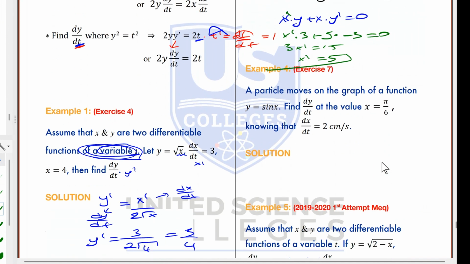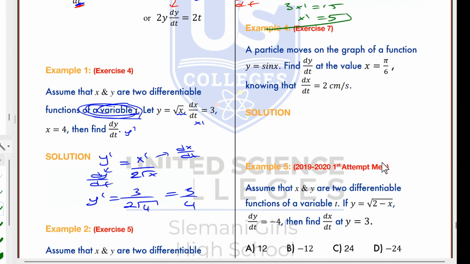Okay, another exercise question. A particle moves on the graph of the function y equals sine x. Find dy over dt, find y prime, when x is this, and x prime is this. So let's differentiate this function first. Derivative of y, since it's with respect to t, we will have y prime and x prime both. So y prime equals derivative of sine is derivative of the angle multiplied by cosine of the same angle.